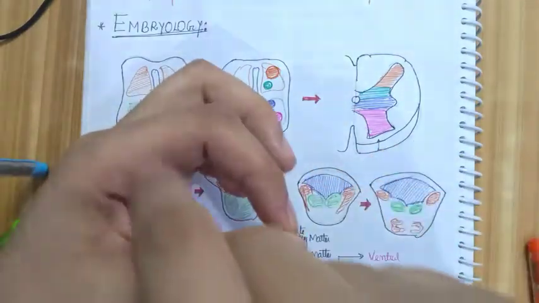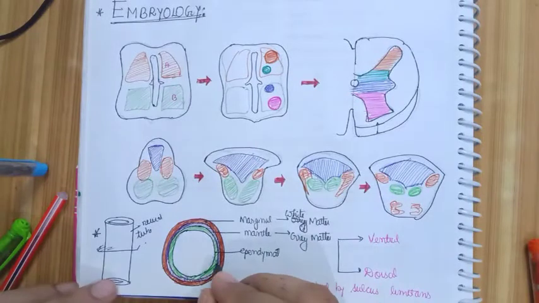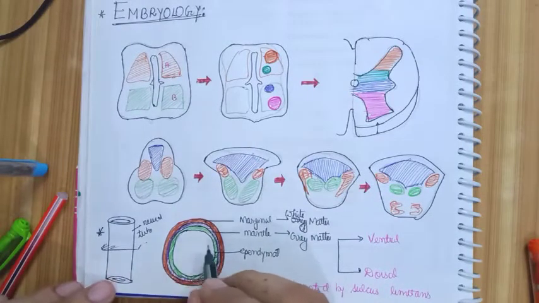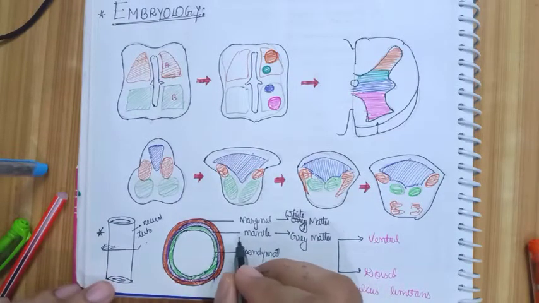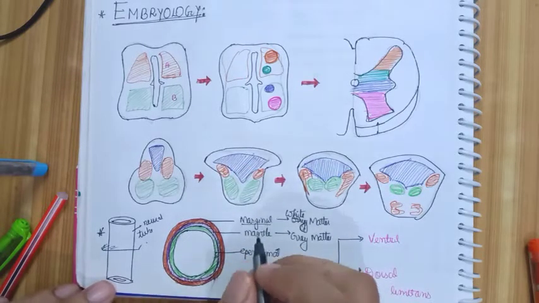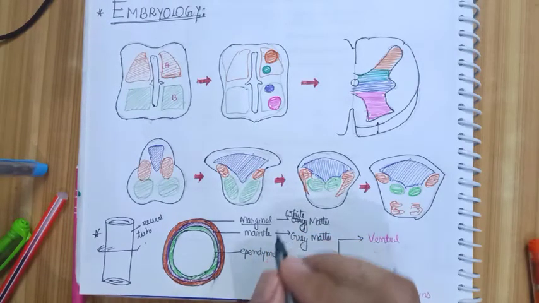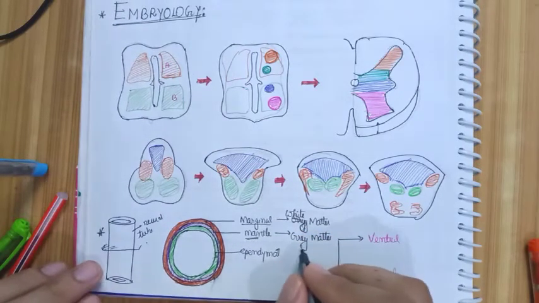So it comes inside, if you see a cross section, it is made up of 3 layers like this. The innermost layer, the green color that you see over here, is the ependymal. The middle one is the mantle, and the outer one is called the marginal. The marginal layer forms the white matter, or the axons. The mantle forms the gray matter.